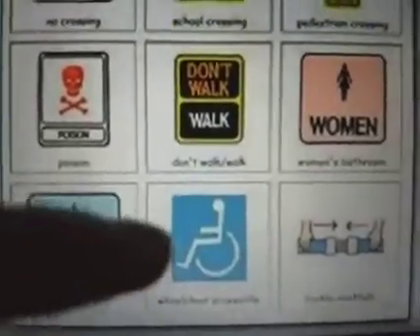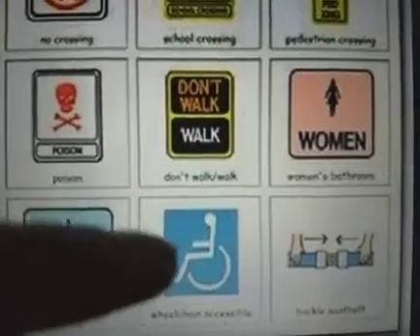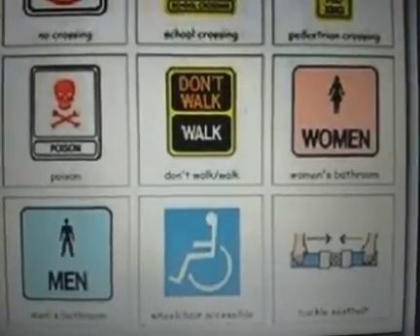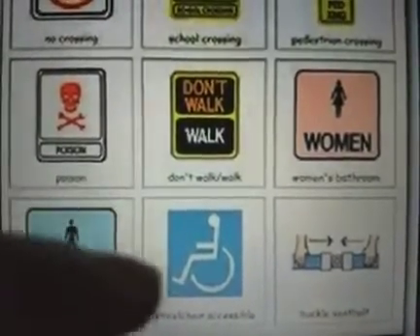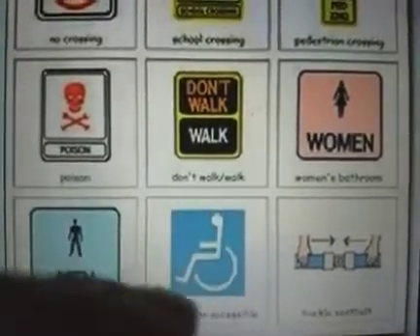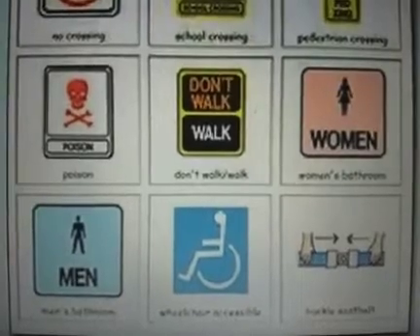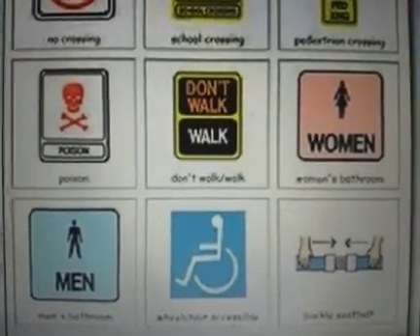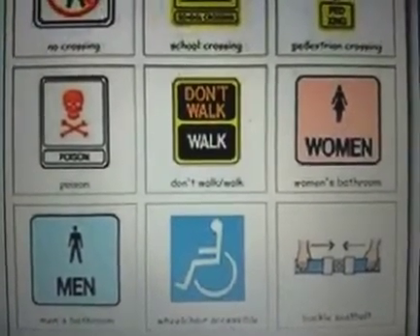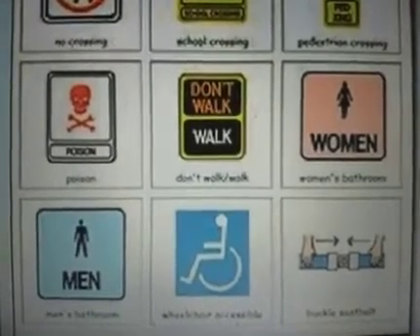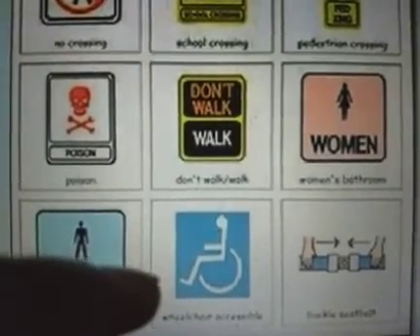Then this is also a very common sign that we see in shopping malls and restaurants, wherein the seat is. It means that this is a special seat or a special elevator that is to be used only by disabled people, people who are using a wheelchair. That is especially only for them.